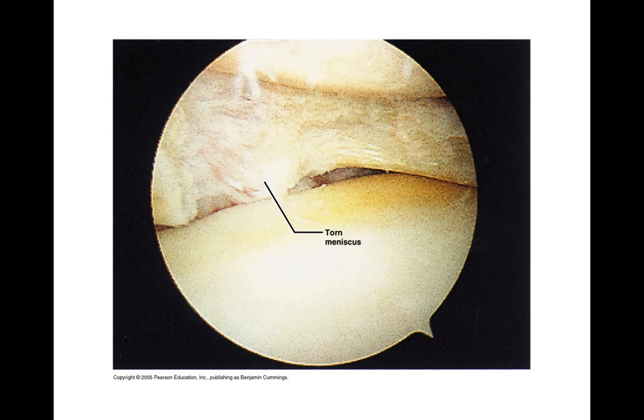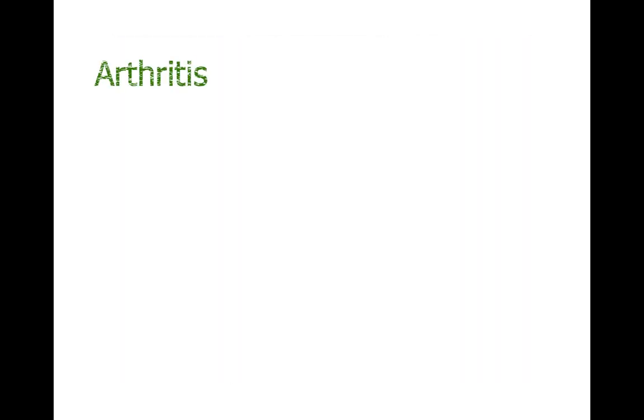This is a photograph of an arthroscopic surgery. That rough piece is a torn meniscus. The cartilage has been damaged. The best way to fix that is to go in with a teeny tiny pair of scissors and cut away the damaged tissue to prevent that grinding and pain that is associated with a torn meniscus.